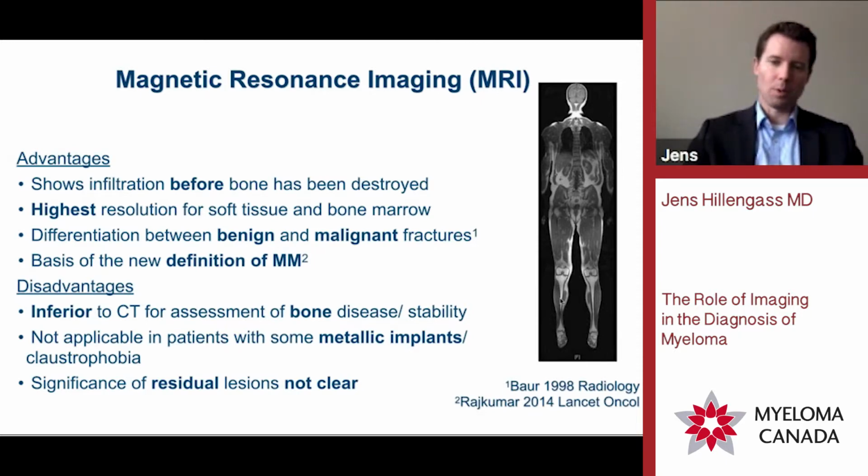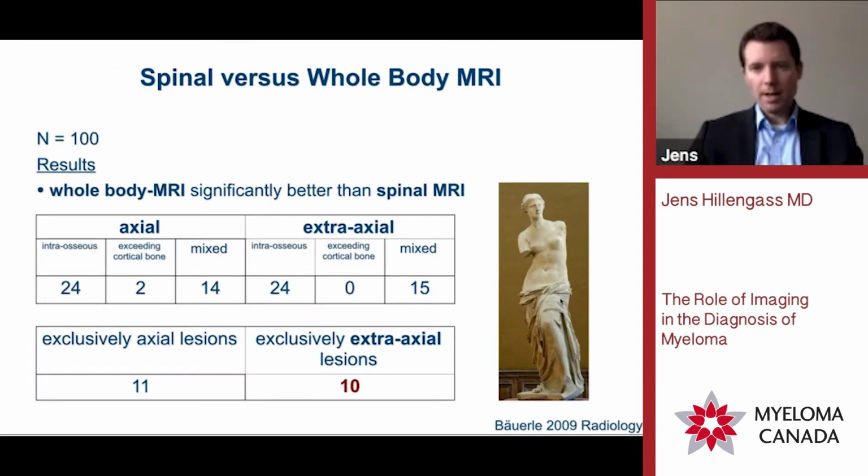So this is one disadvantage, but I think it's not a very big one. Is it relevant to do a spinal MRI or a whole body MRI? We compared spinal and whole body MRI in 100 patients, and we found that, as I mentioned earlier, the most disease burden is usually in the spine and the pelvis.